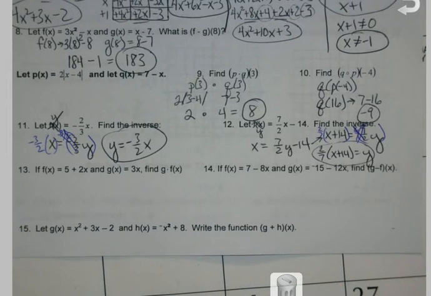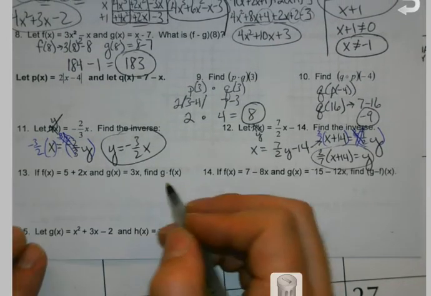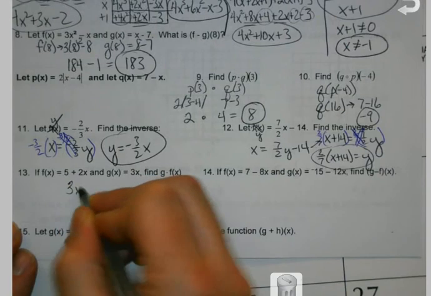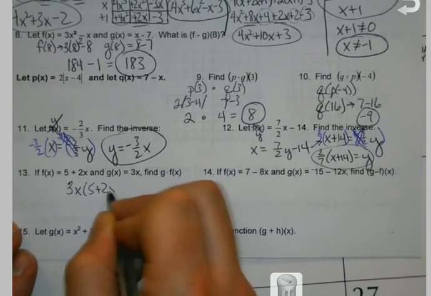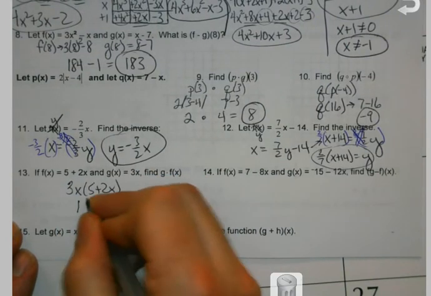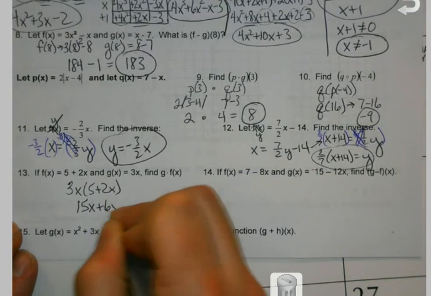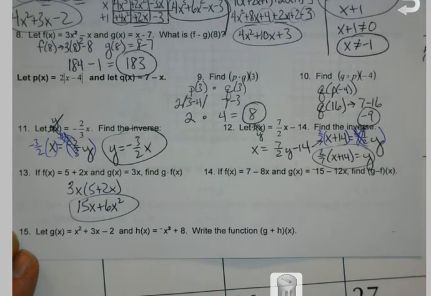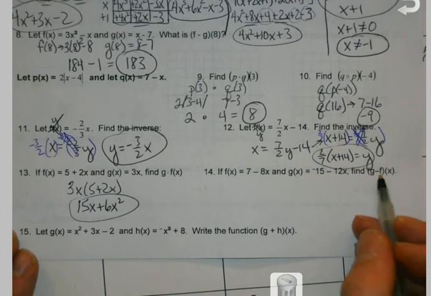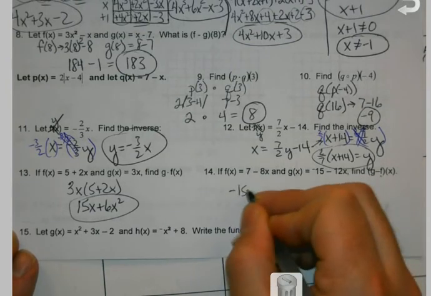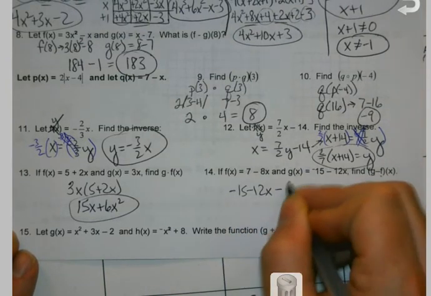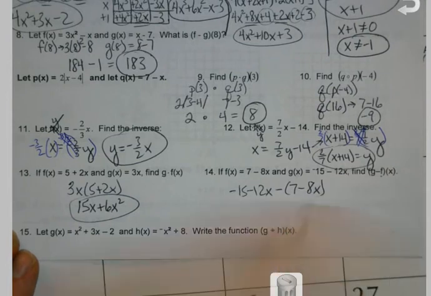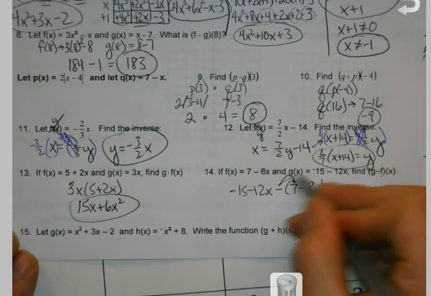More function notation. Okay, basically here, find g times f of x. g times f of x. Distribute. And we're good. Just the little stuff. g minus f of x. Make sure to take it in the right order. Minus all of f of x, not just the 7. Distribute.